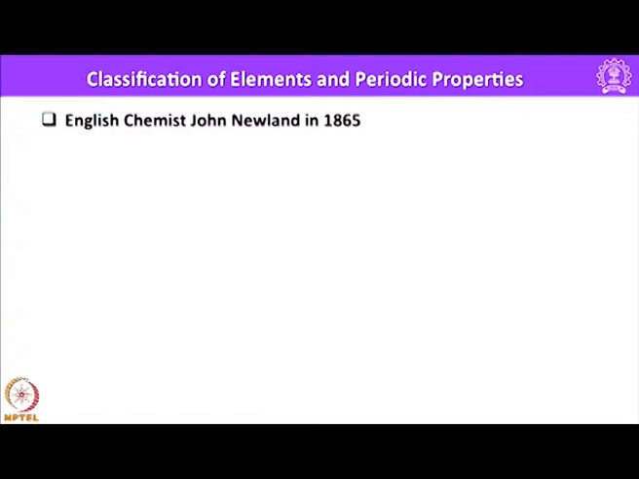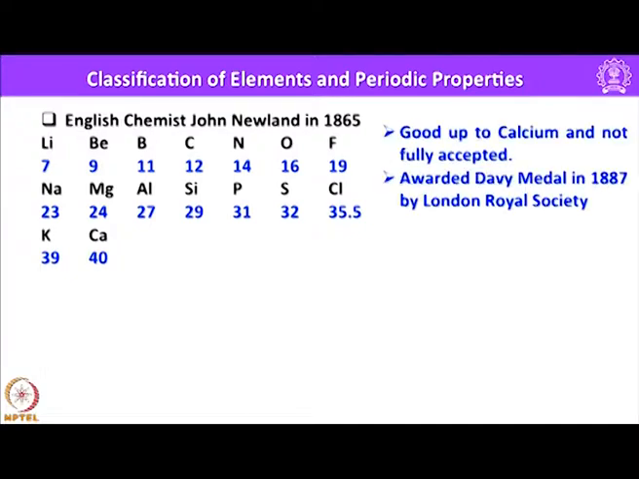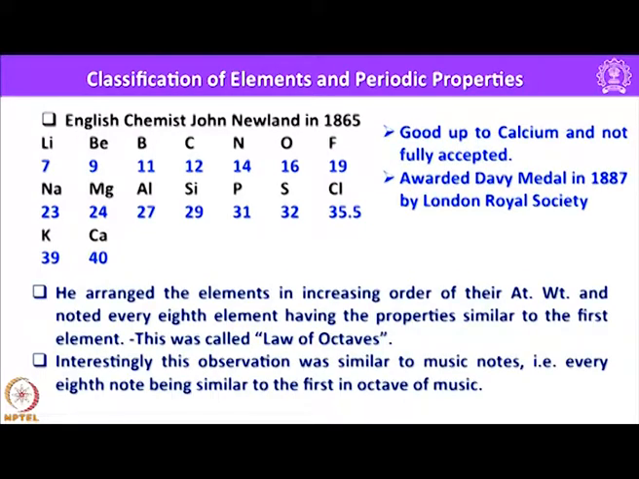In 1865, an English chemist called John Newland tried to arrange some of the elements then known in the increasing order of their atomic weight, and he noted every 8th element having properties similar to that of the first one, and this observation he called the law of octaves. And the interesting thing is, this is very similar to what we come across in music notes. For example, every 8th note being similar to the first in an octave of music.